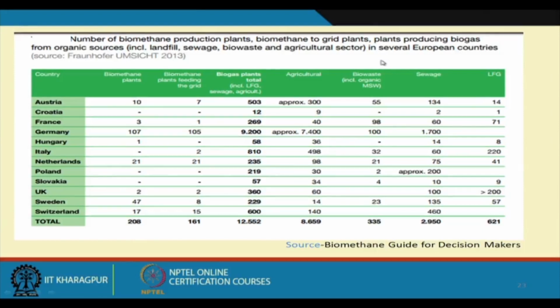How many biogas plants in the year 2013 are in operation in European countries? Total is 208, and Germany plays the major role with 107, and then Sweden. I told you Germany and Sweden are largely operating their buses with the help of biogas, which is environmentally friendly.